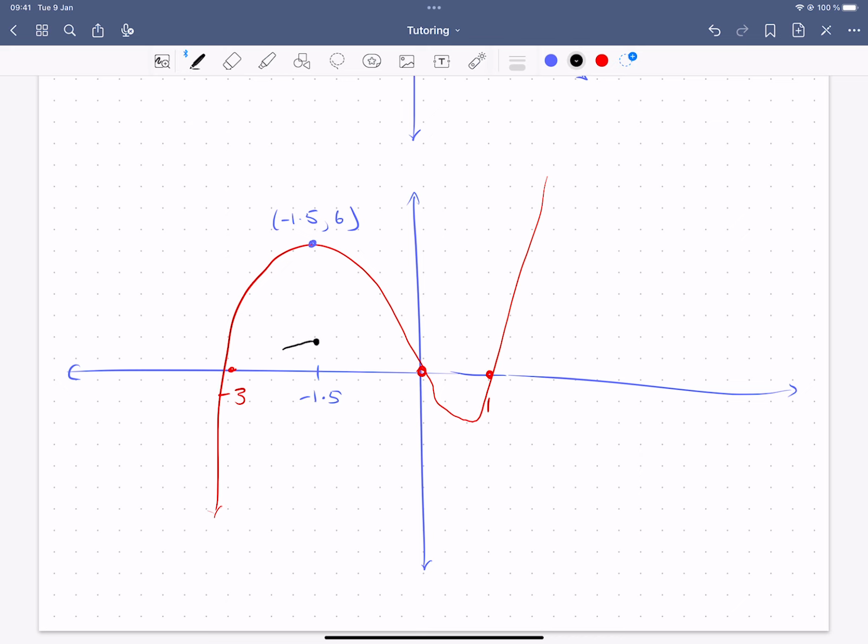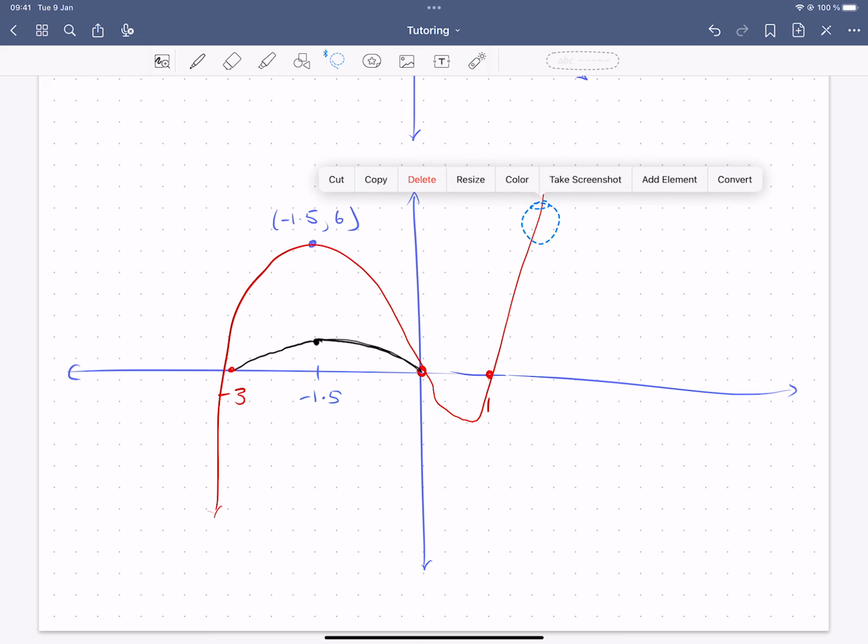That's why this bit is so flat and not very circular. It's because the square root of 6 is such a small number compared to 6. Then, of course, we can get rid of the bottom half of our graph.